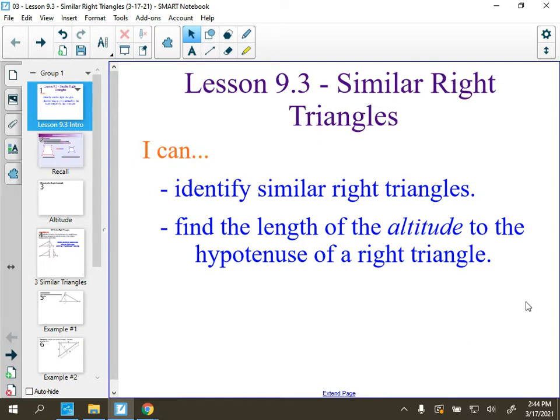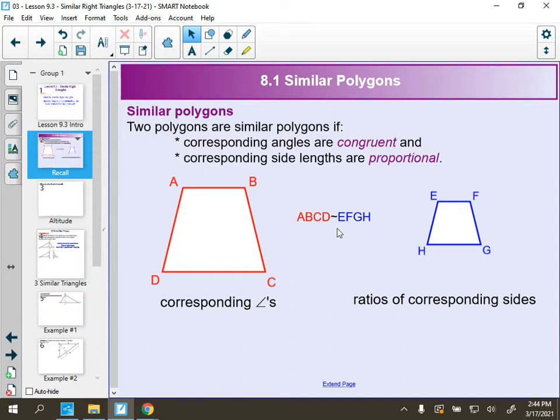So let's do it. This exact same slide came up in lesson 8.1 on similar polygons, so we're just recapping here. No reason to add it to our notes, but at least to mention: whether it's triangles or any other type of polygon being similar, what are we talking about? We're saying that the corresponding angles are congruent, and the corresponding side lengths are not congruent but proportional. We ended up using proportions to find a lot of unknown side lengths. So that's what's at play behind everything we're going to do today.